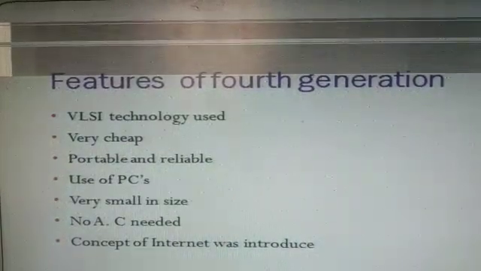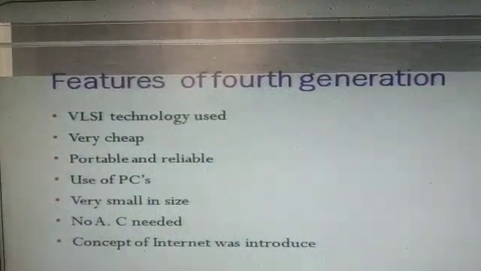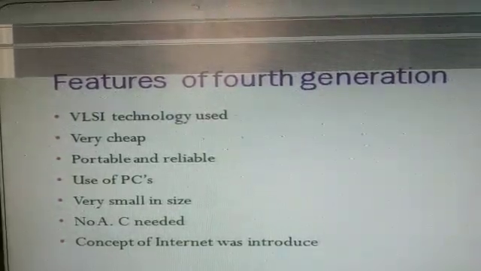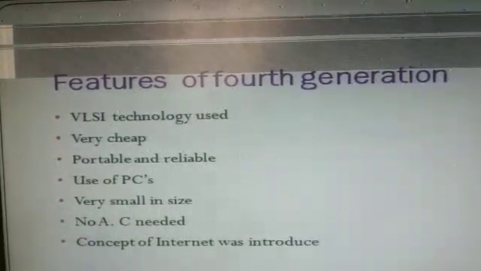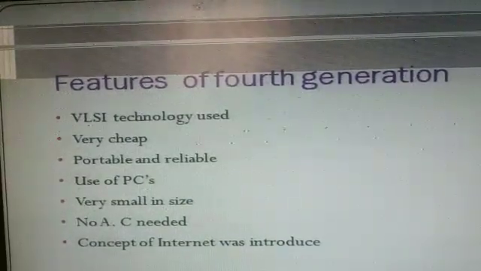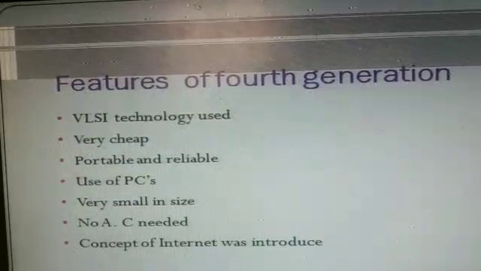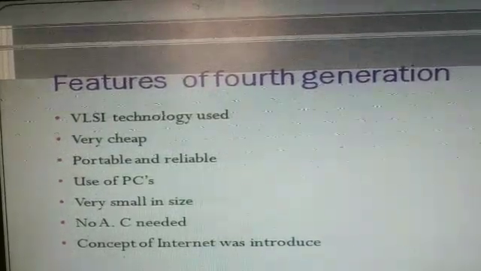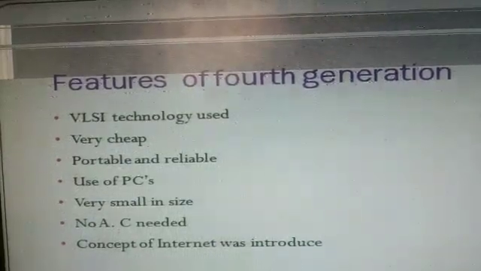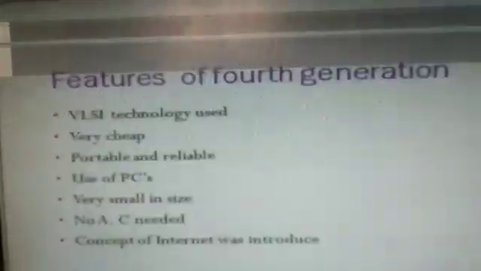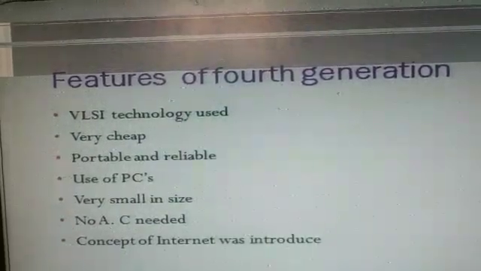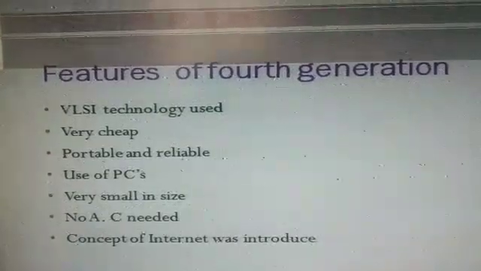Features of fourth generation. In this generation, VLSI technology was used. It is very cheap, portable and reliable. Portable means you can carry it from one place to another place easily. Use of PCs, very small in size and no AC is needed. Concept of internet was also introduced. So computer became easily available. It's a great development in the field of network.